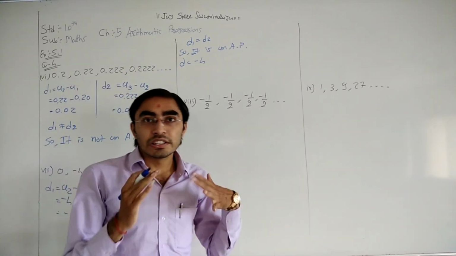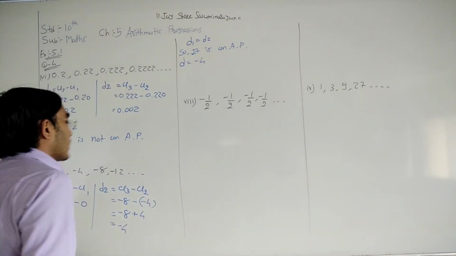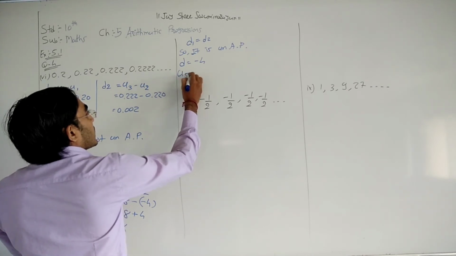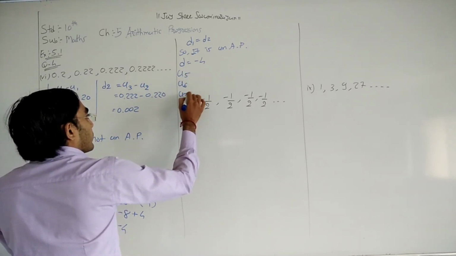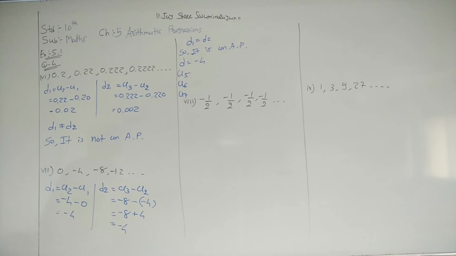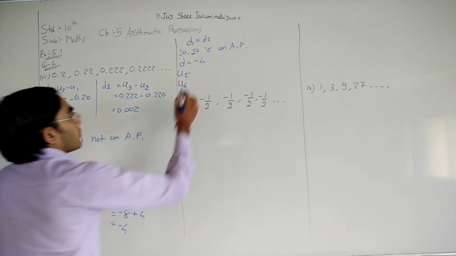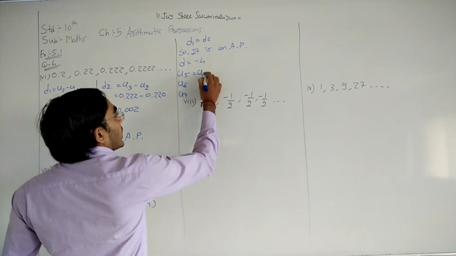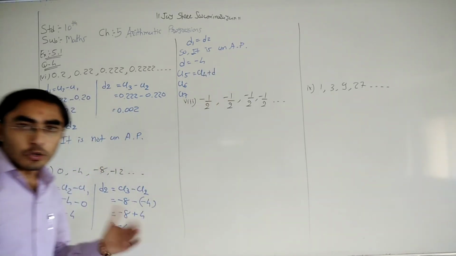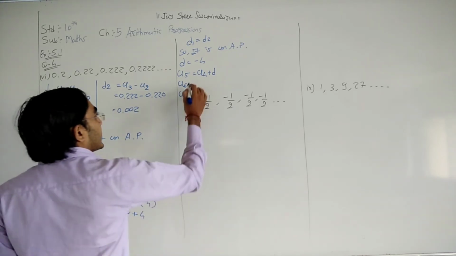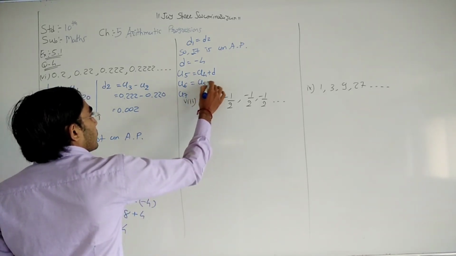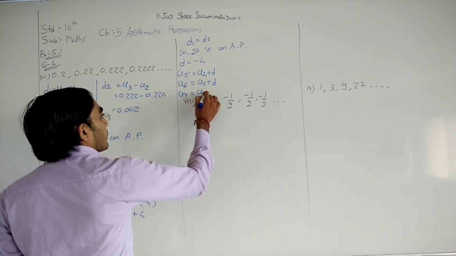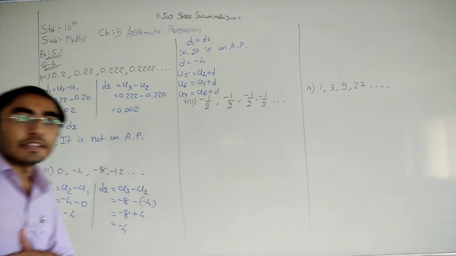Now we need to find 3 more terms. Here 1, 2, 3, 4: 4 terms are given to you. We need to find 3 more terms, A5, A6 and A7. Now what is the formula of A5? Every time we need to add the common difference D. So A5 is A4 plus D. Every time we need to add the difference D. A6 is A5 plus D. Right. So A7 is A6 plus D.